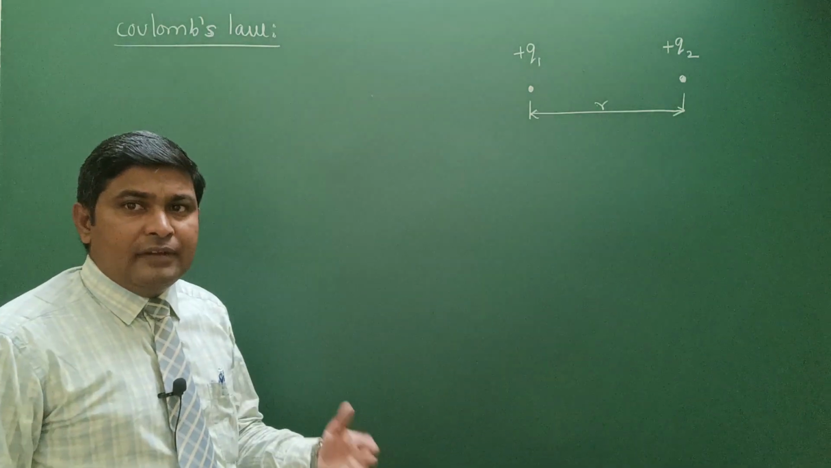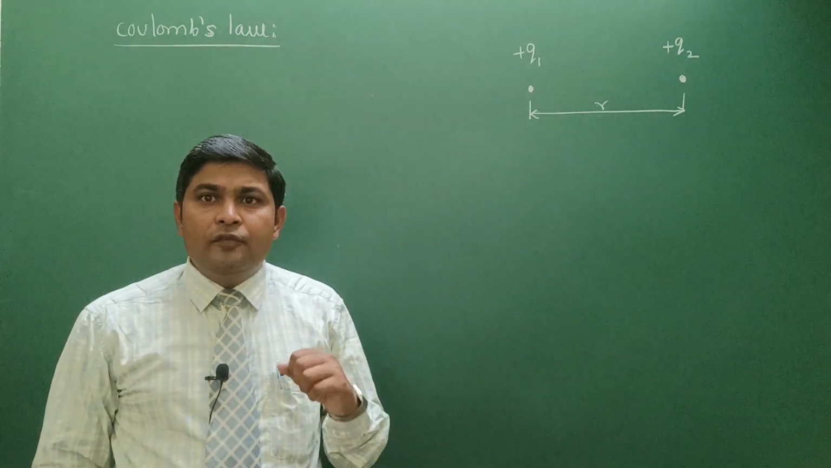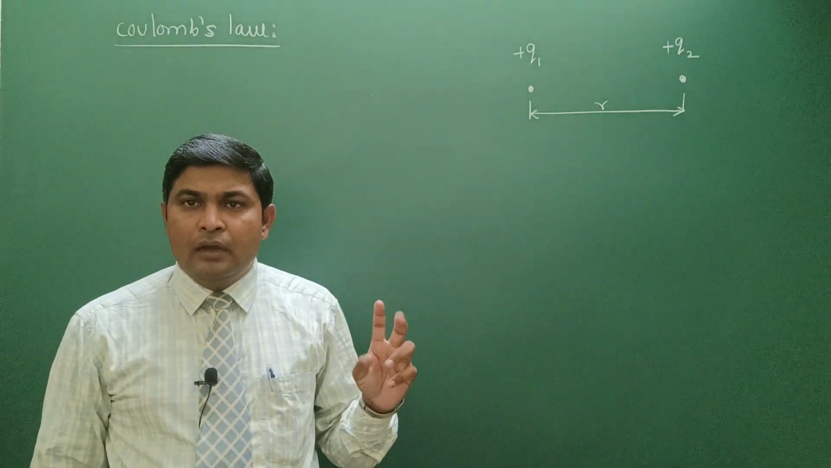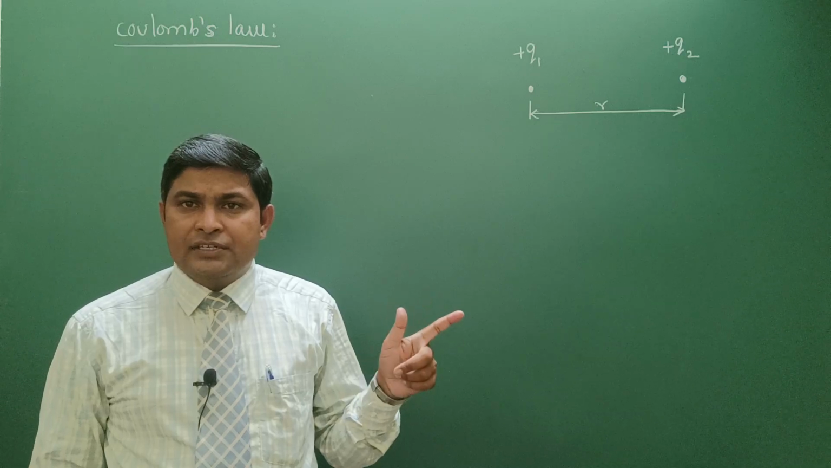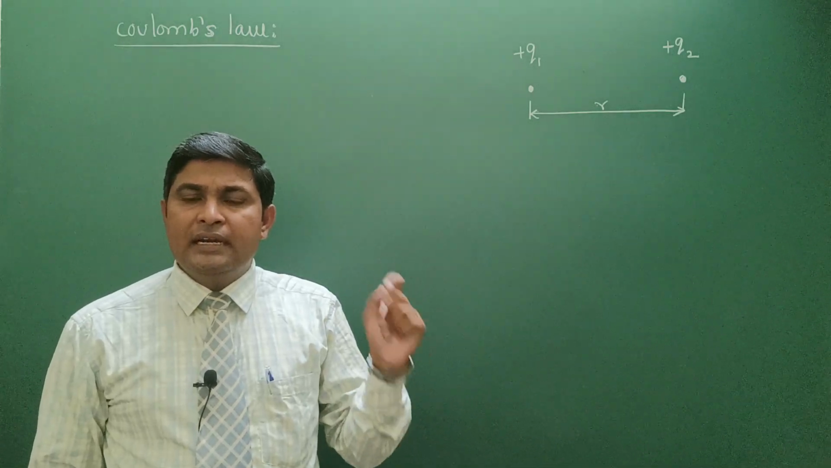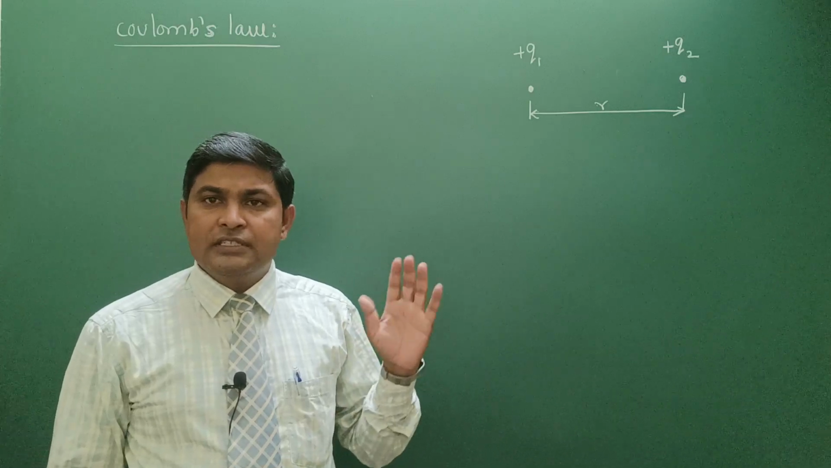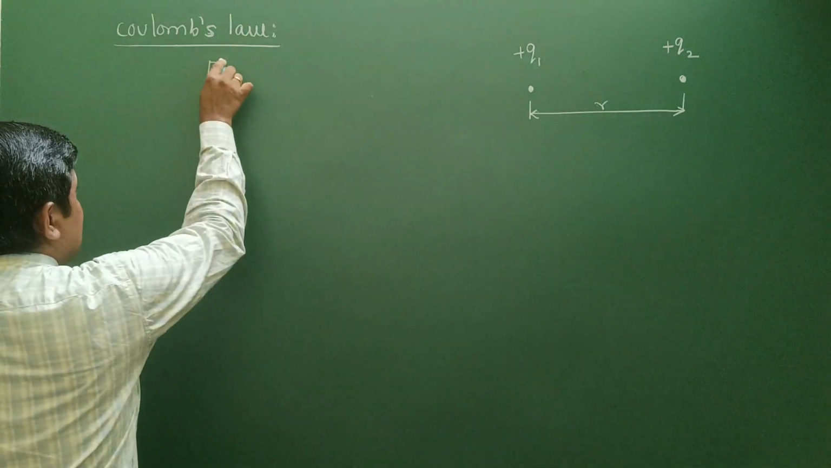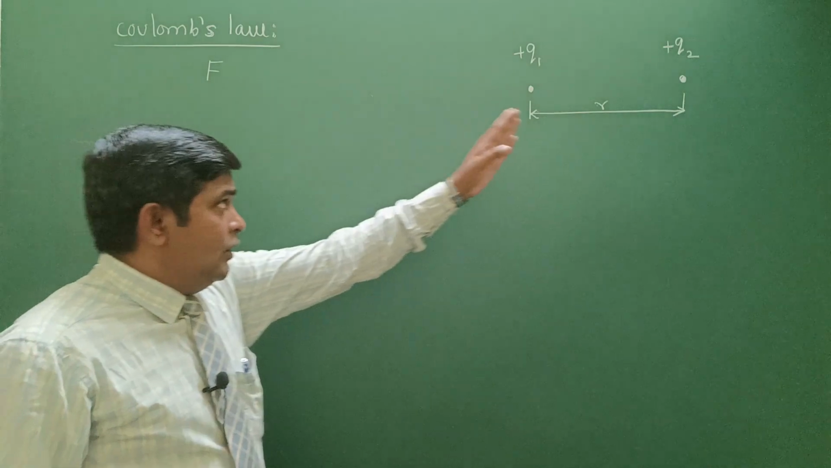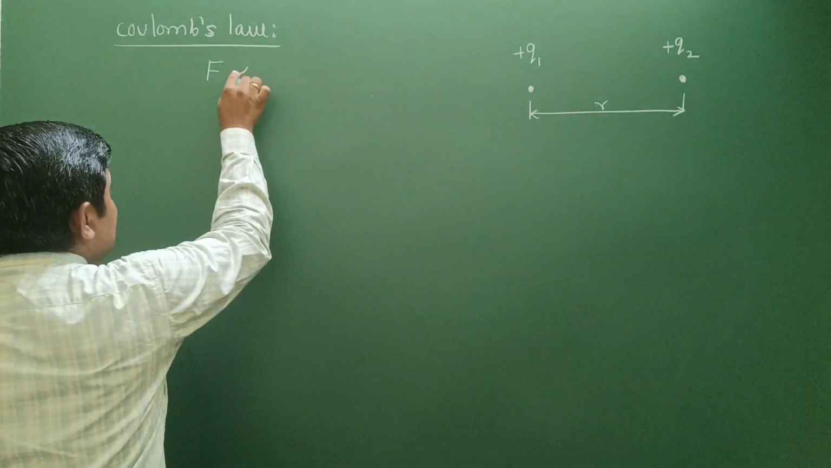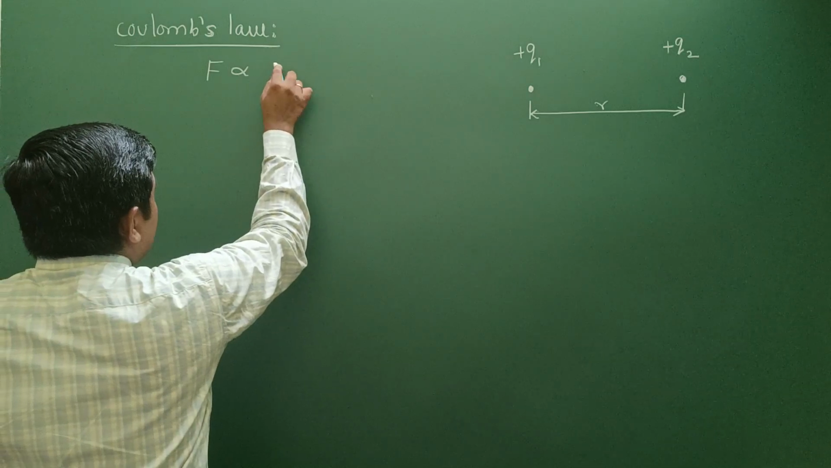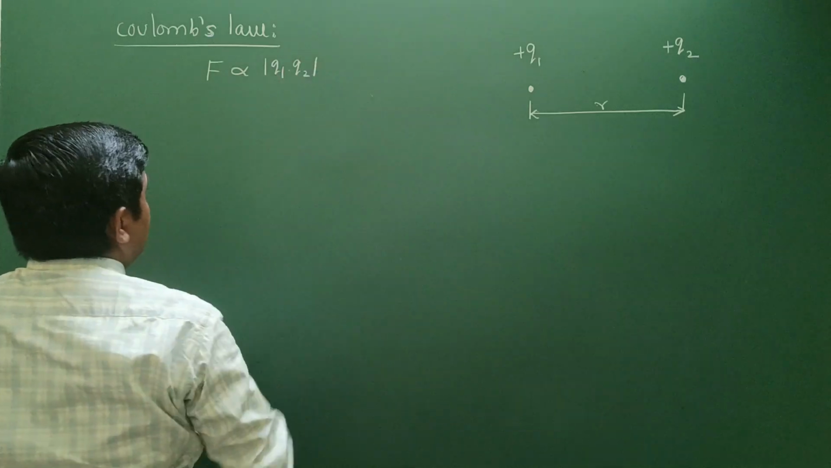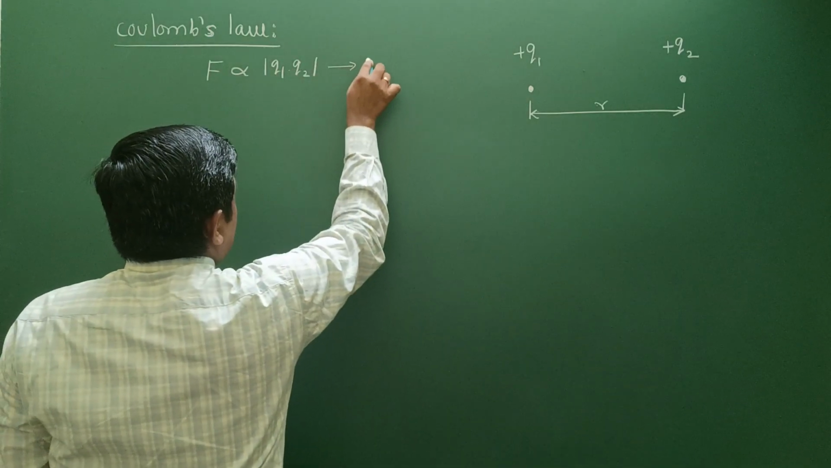So it also tells about the nature of the force. We know that force is a vector quantity. If we are describing a force, we have to give at least two details: one is the magnitude, another is the direction. These two details are mandatory when we say that force is a vector quantity. So what does Coulomb's law say? Coulomb's law says that the force between the charges is directly proportional to the product of the charges q1 and q2. That is the first statement.